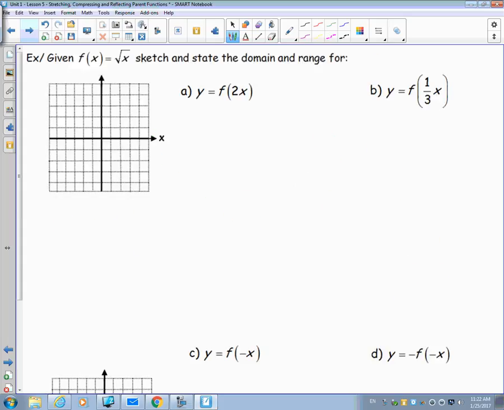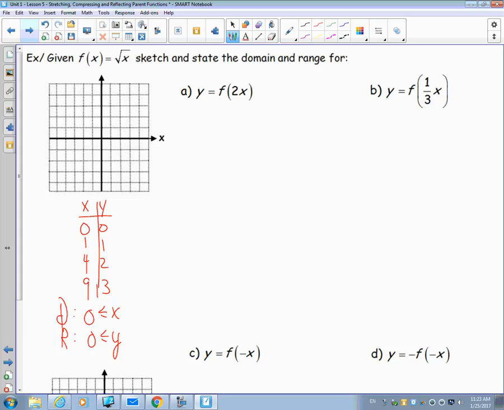Next one. f(x) equals root x. Well, we know that's the parent function. Square root of x. What does that look like? X, y, 0, 0, 1, 1. We could square root 2, but it's a decimal, so we skip to the 4. And we skip to the 9. Our domain for this one, x has to be greater than 0. And our range, y also has to be greater than 0. Can't have roots that are negatives.